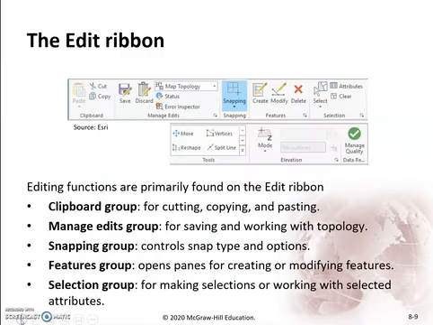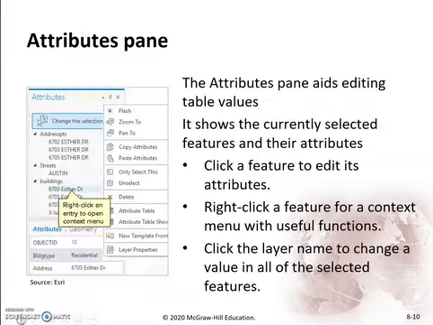Editing functions are primarily found on the Edit ribbon. Clipboard group for cutting, copying, and pasting. Manage Edits group for saving and working with topology. Snapping group controls snap type and options. Features group opens panes for creating or modifying features. Selection group for making selections or working with selected attributes.